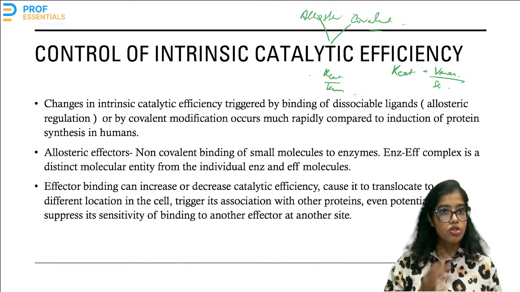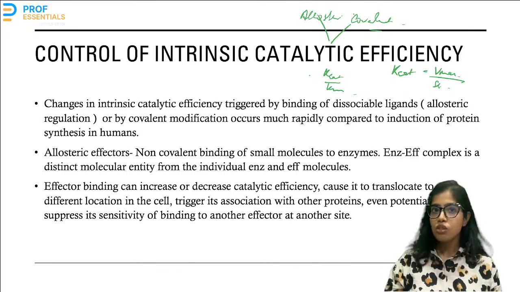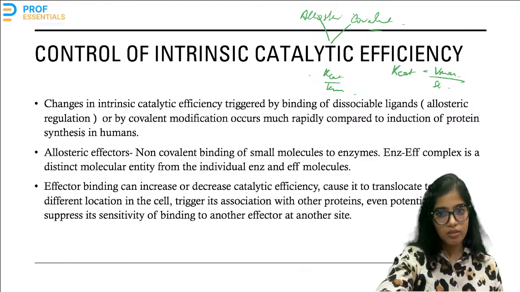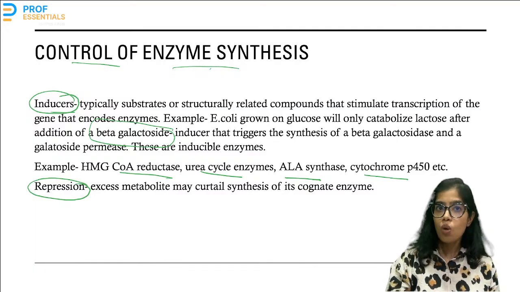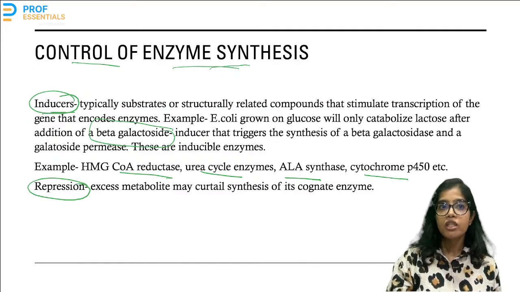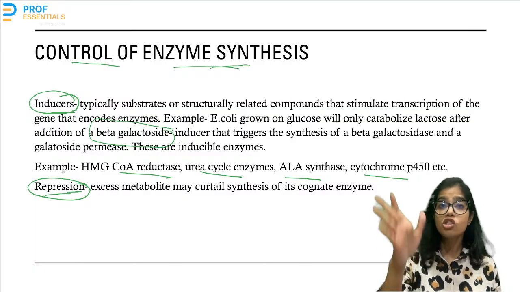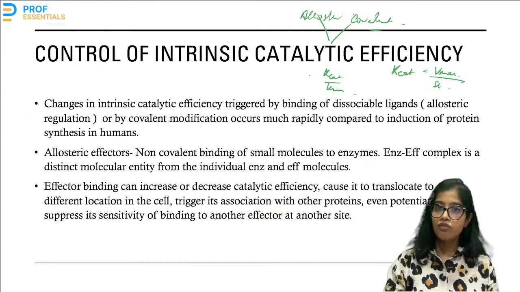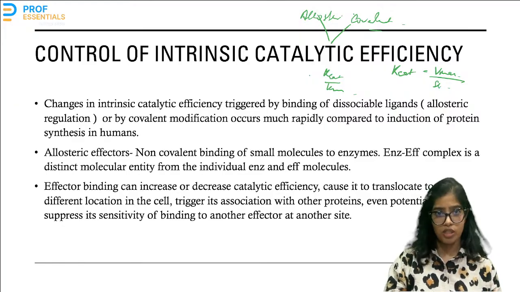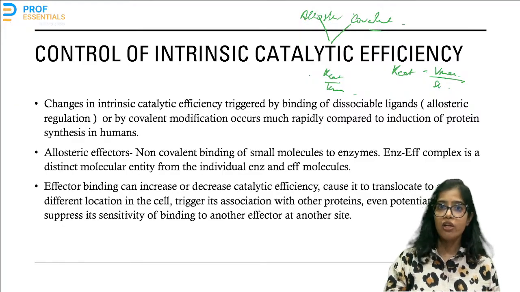Understood? Now, what is allosteric regulation? Allosteric regulation is very, very important. One thing which should be understood is that control of enzyme synthesis is a slow process. Induction and repression, inducing or repressing the enzyme synthesis, is a slow process, whereas controlling the intrinsic catalytic efficiency of the available enzyme is a very fast process. Allosteric regulation and covalent modification are very fast processes.